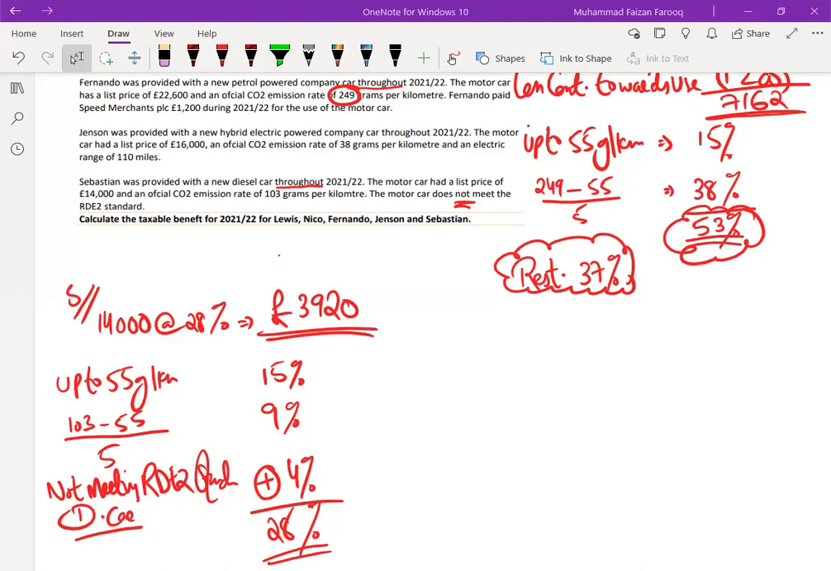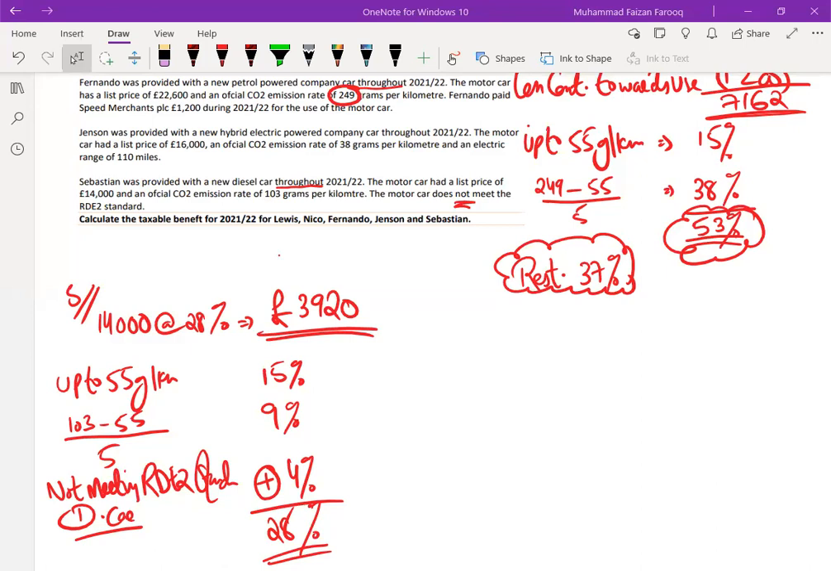If the car is a petrol car, or a diesel car meeting RDE2 standards, the maximum cap is how much? What is the maximum cap percentage? 37. 37, correct.